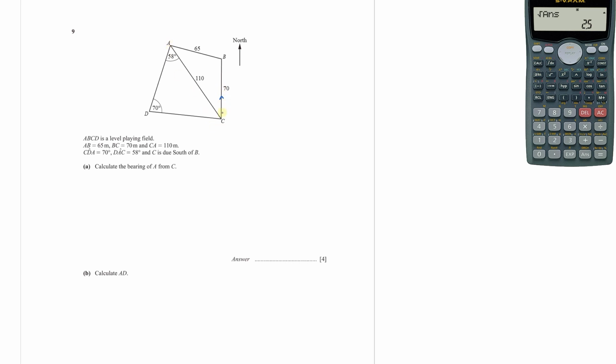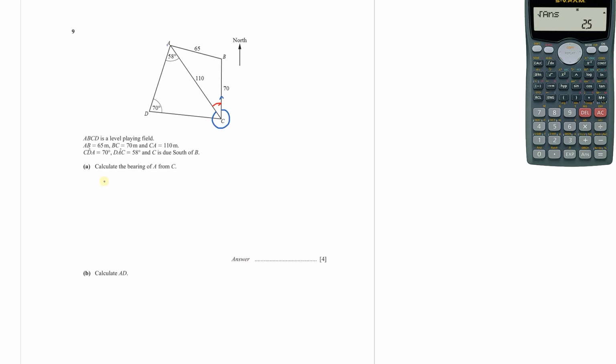Since this is the north, the bearing will be this angle here. If I can find this angle inside the triangle, I can simply subtract this from 360 degrees to calculate this bearing. So if I look at this triangle ABC, I know three sides. This is 110, this is 65, this is 70. I'm looking to find this angle. Since I know the three sides, I can use the cosine rule to find this angle.